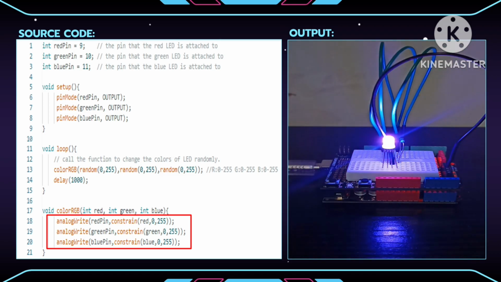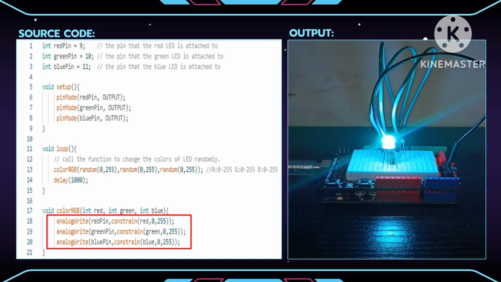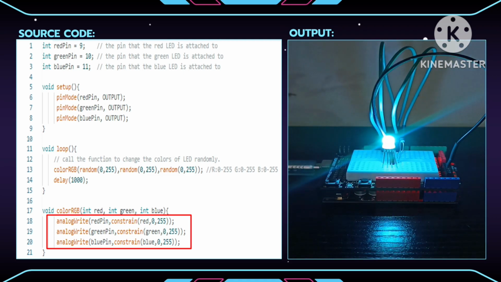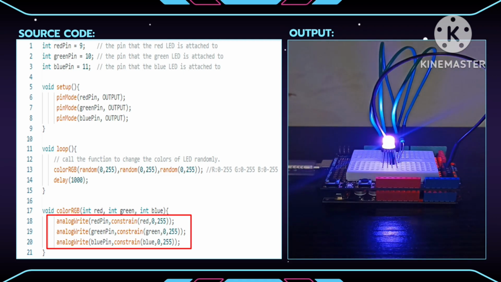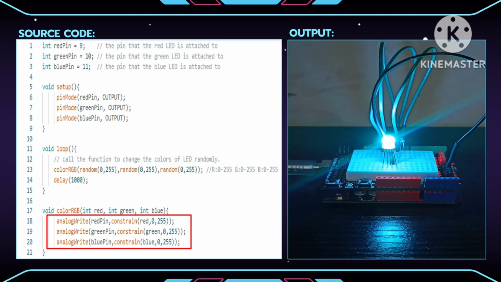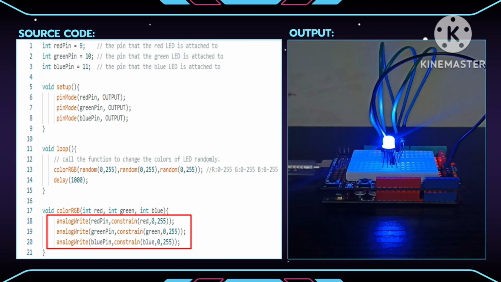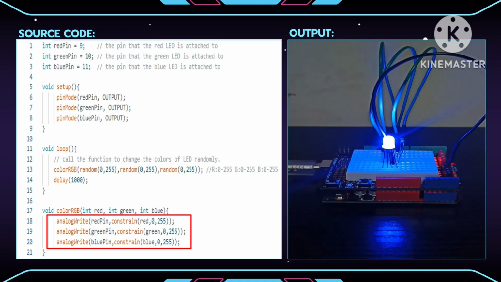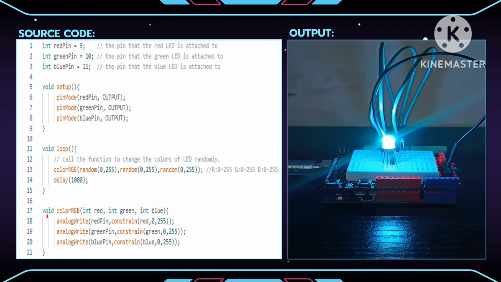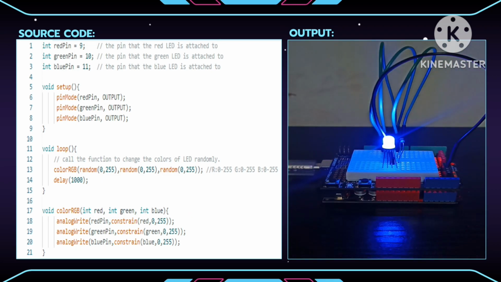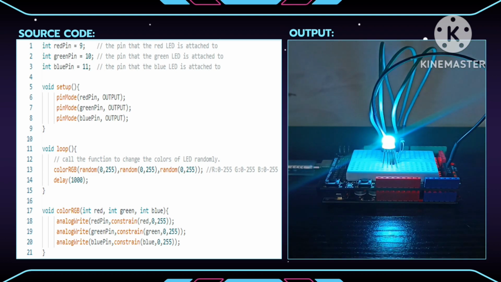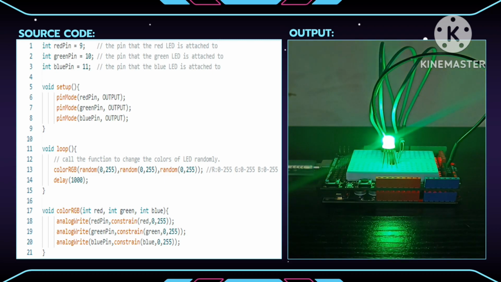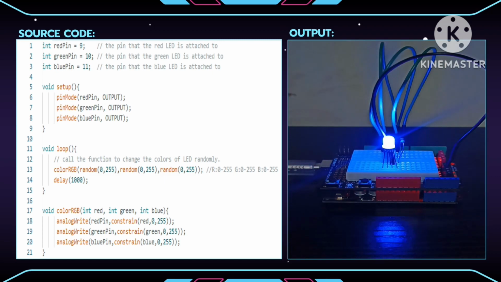AnalogWrite. Similarly, this line sets the intensity of the green component on the green pin, also constraining the value to the valid range. AnalogWrite. This line sets the intensity of the blue component on the blue pin, again ensuring it stays within the valid range. So, this code continuously changes the color of the RGB LED by randomly generating intensities for its red, green, and blue components.